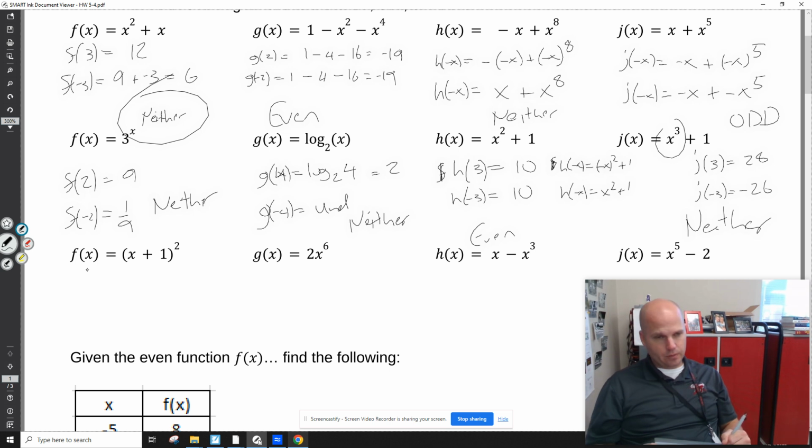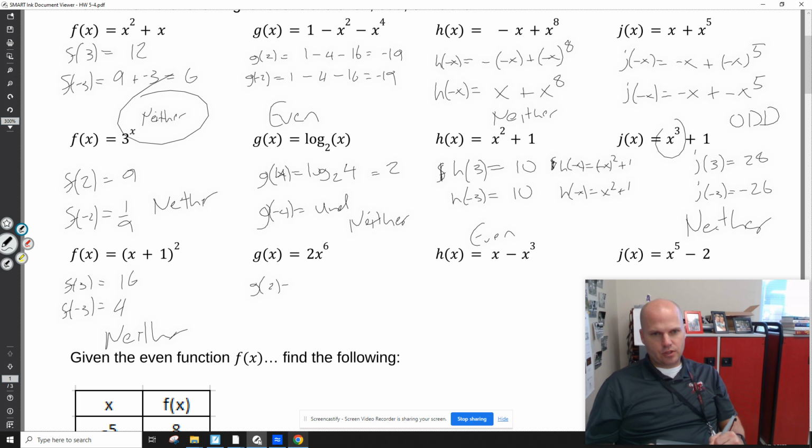I know this isn't going to work, just because I know this is x squared shifted to the left 1. So it's not going to have the vertex at the y-axis. I plug in 3, I get 16. If I plug in negative 3, I get 4. It's a neither. Okay?